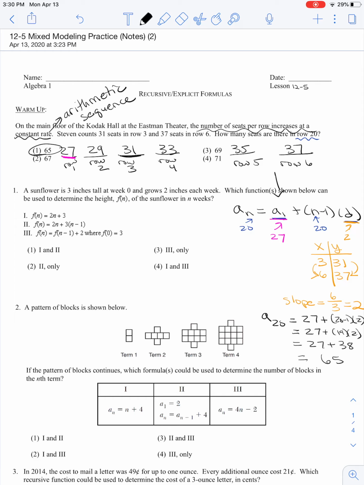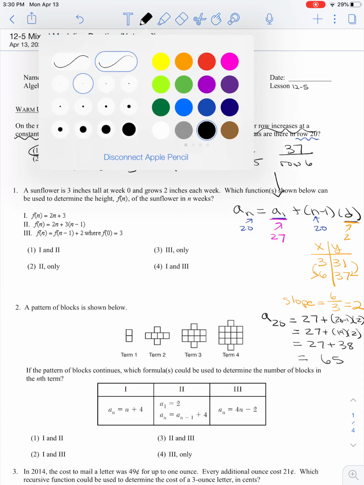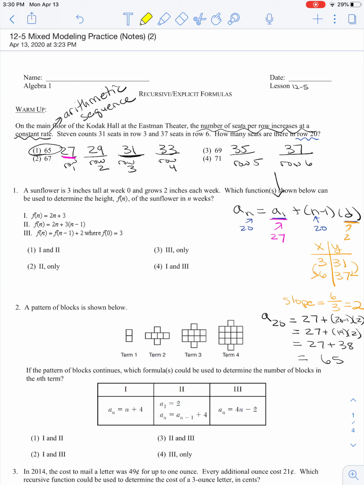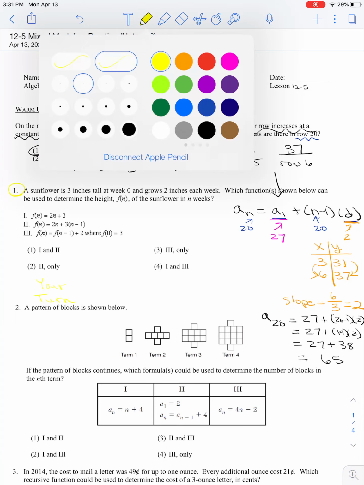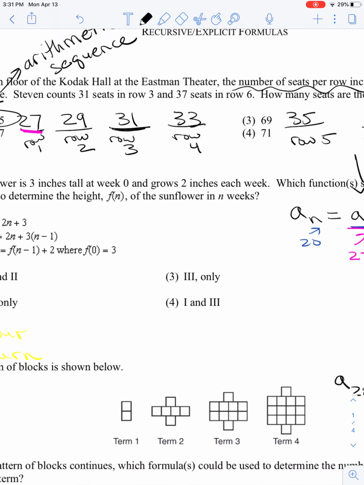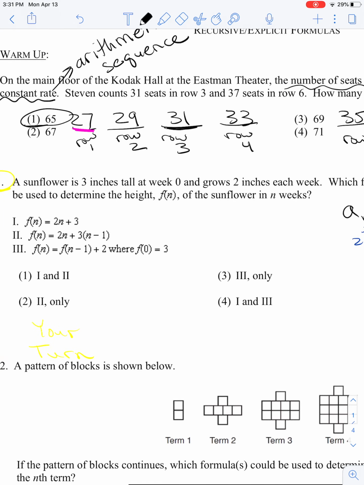Okay, so like I mentioned before, some of the notes you're going to be filling in yourself and submitting, and some of them I'm going to be going over with you. So number 1, we're going to talk about together. And then I'm going to have you answer number 2 as a your turn question. Okay. So let's take a look at number 1.